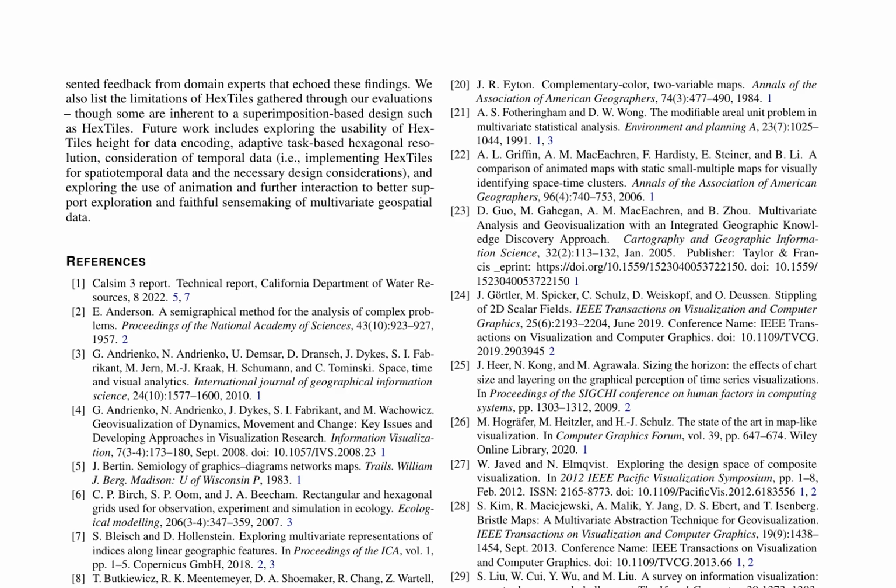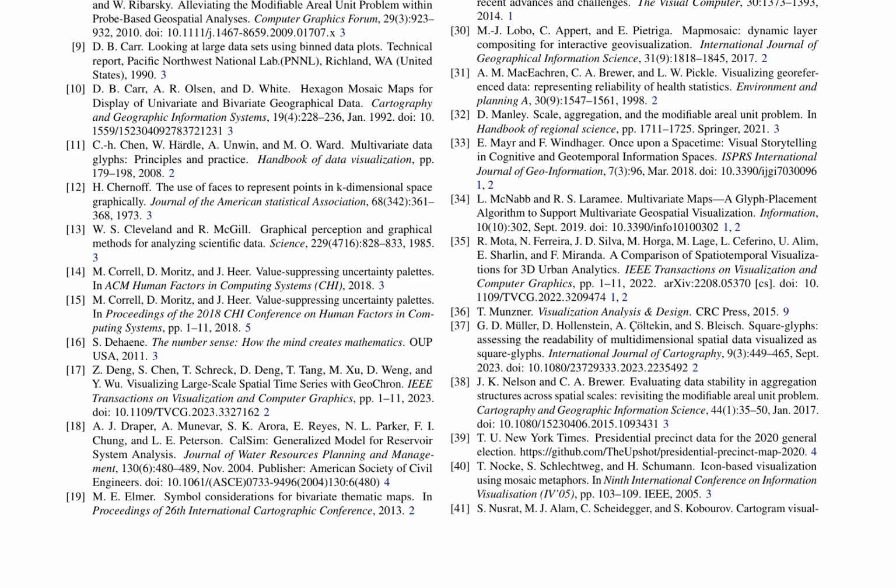However, the superimposition-based design of HexTiles also presents inherent limitations. For instance, the technique's reliance on superimposition can lead to visual occlusion, making it challenging to discern individual variable contributions to the overall pattern. Furthermore, the fixed hexagonal resolution can result in information loss and visual clutter, particularly when dealing with high-dimensional data. To address these limitations, future work will focus on exploring the usability of HexTiles for data encoding, enabling more efficient representation of multivariate data.